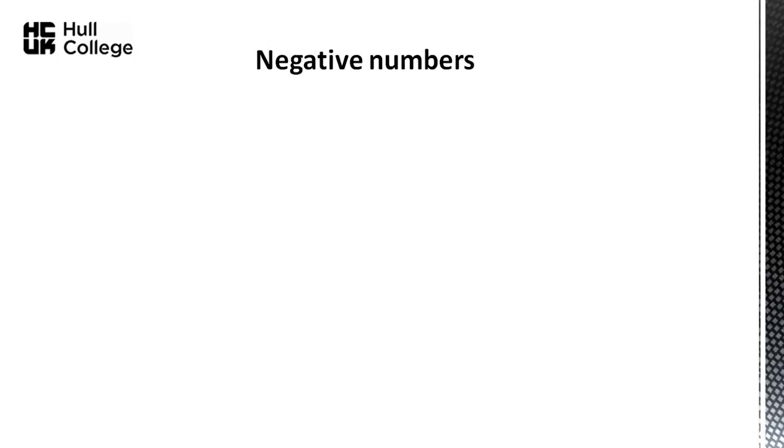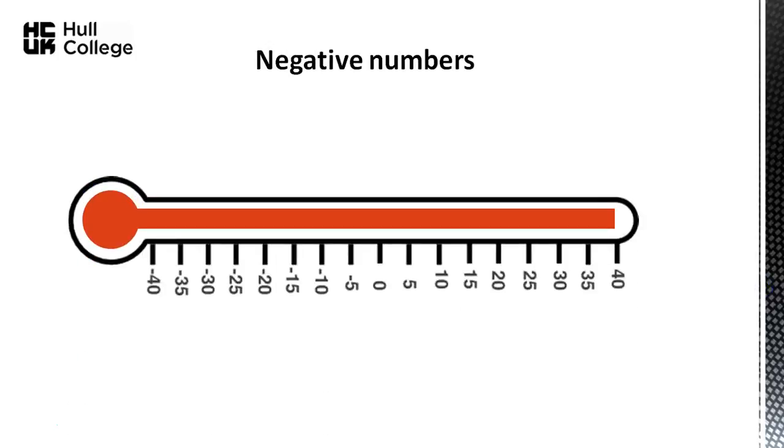The next topic we are looking at is negative numbers. Look at the thermometer. The scale is marked from -40 to +40 degrees Celsius. Two temperature readings have been marked, -4 and -8. These are the temperatures taken in Hull and Moscow.